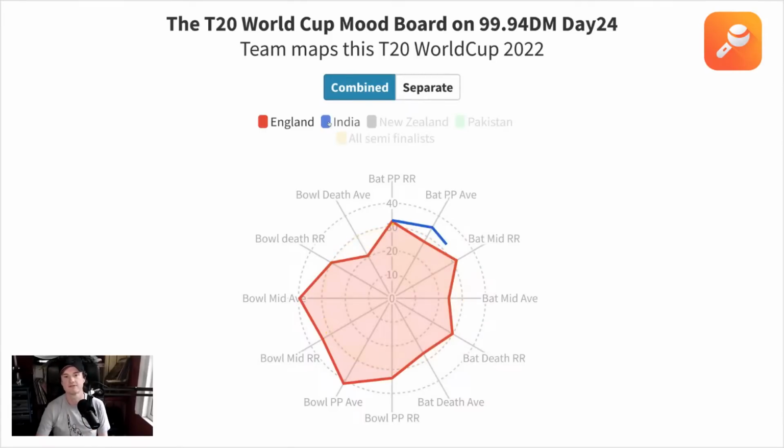So, get rid of the average for a minute and just have a look at how these two teams line up. And you do get a very clear sense that it's... Oh, wait, I forgot England's bowlers. Sorry, everyone.